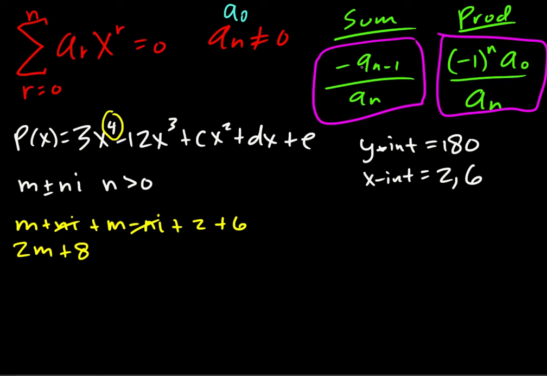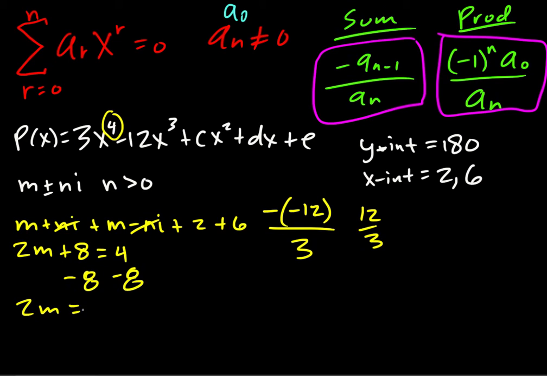Now if we use the sum formula, we're going to take the second coefficient, negative 12, the negative version of negative 12, and then the leading coefficient is 3. So that's 12 over 3, that's going to give us 4, and so that's also the sum. So we found the sum this way and the sum that way. Now we can subtract. 2m is equal to negative 4, and m is equal to negative 2.